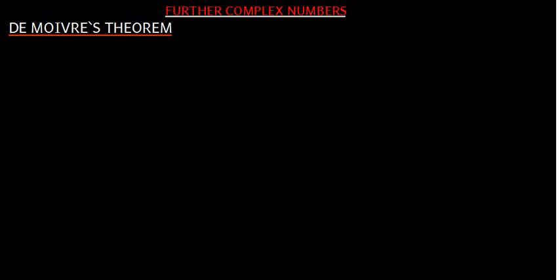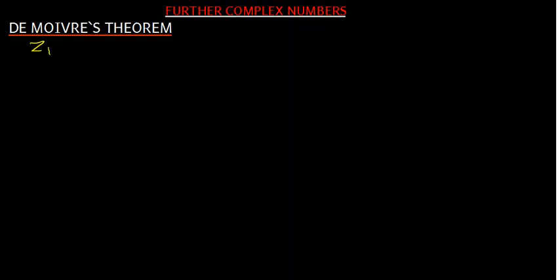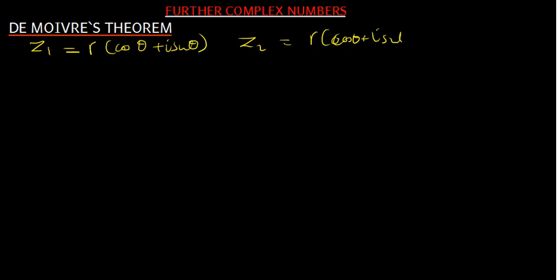We go over De Moivre's theorem. Now we know that if we've been given z1, which is equal to r(cos theta plus i sin theta), and then you have z2 which is equal to r(cos theta plus i sin theta).